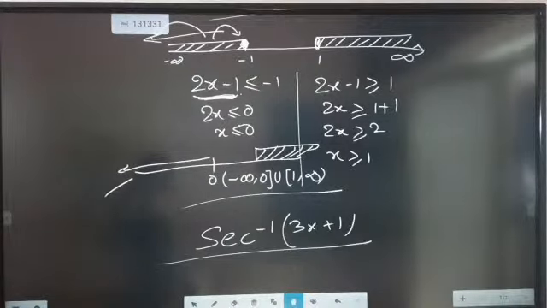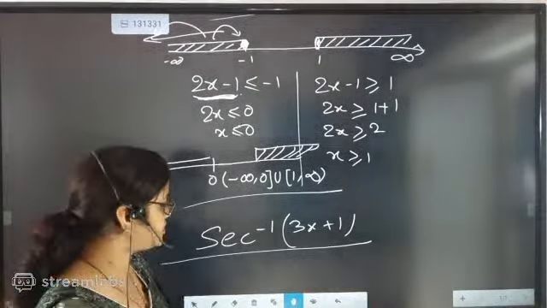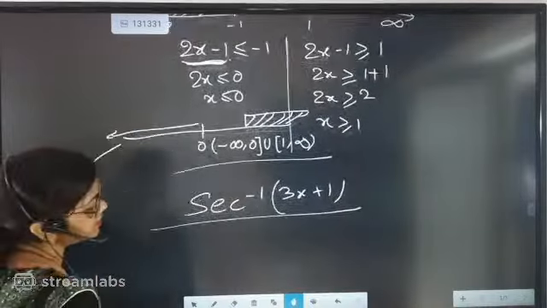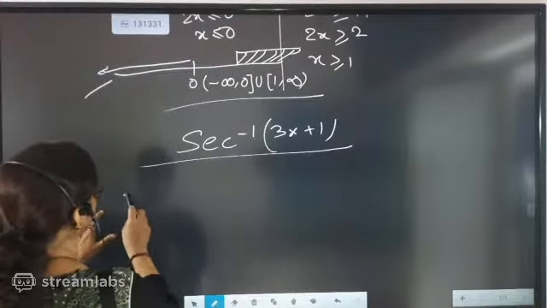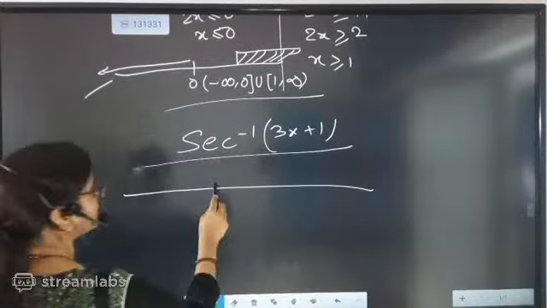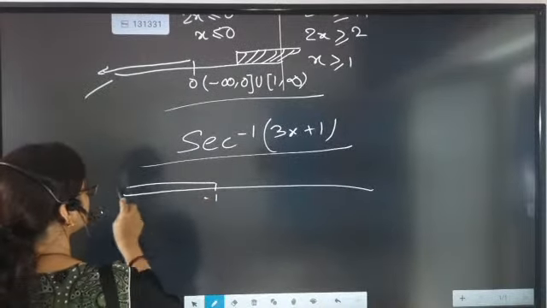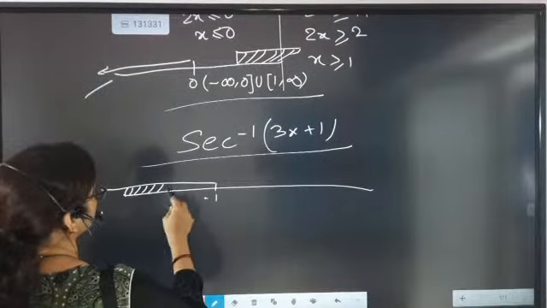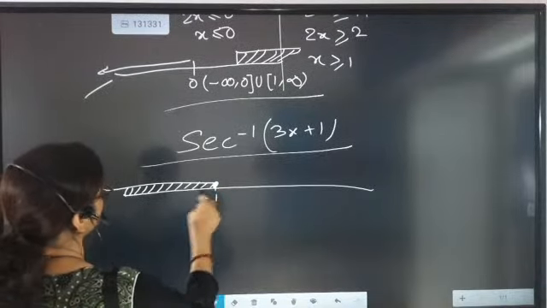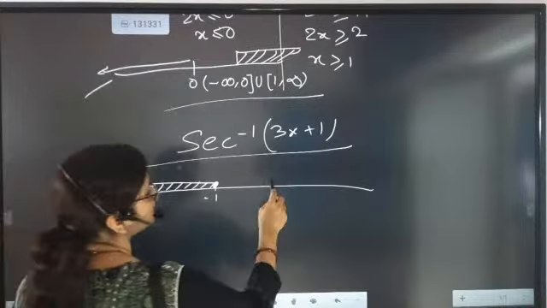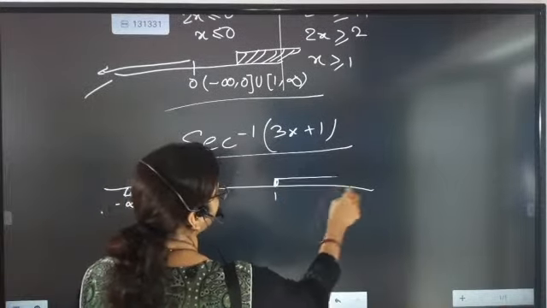Tell the answer, beta. Secant inverse 3x plus 1. Same work you have to do. You know that secant values lie between -infinity to -1 and 1 to infinity.